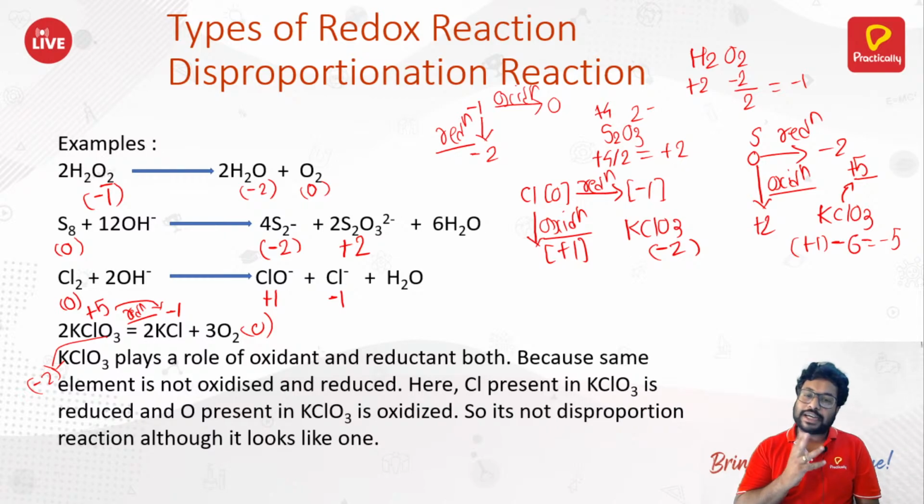So these two elements are different, right? That is why we can't classify this reaction as a disproportionation reaction. Why? Because what is the condition of a disproportionation reaction? The condition is that the element which is getting oxidized as well as reduced at the same time should be same. Here the elements are different, right? Chlorine is getting reduced and oxygen is getting oxidized, and that is why this reaction, though it seems like a disproportionation reaction, is not.